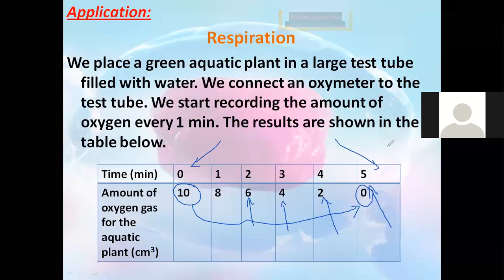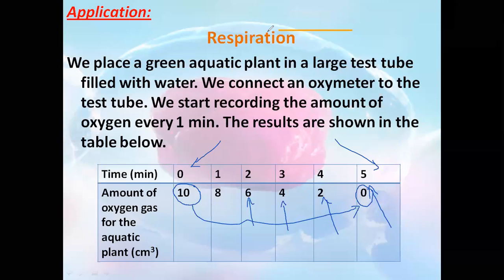Good afternoon. Okay, Hassan, the table is in front of you. We have the time and the amount of oxygen gas for the aquatic plant. Did you watch the video? Yes. Okay, Hassan, so what do you think? Which one of these should be on the x-axis and which one on the y-axis? Let's see if you remember what's mentioned in the video. The x-axis is the amount of oxygen and the y-axis is the time, right?